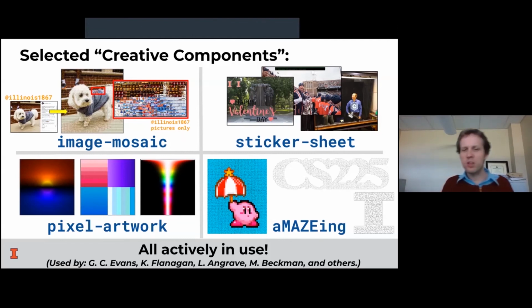So it's a fun project of thinking how colors interact with each other, working on sticker sheets, working on making artwork out of pixels, and working on a maze. All of those mazes you see in the bottom right-hand corner, they're solvable mazes that were made with a computer program that you will get to develop when you take the data structure courses.